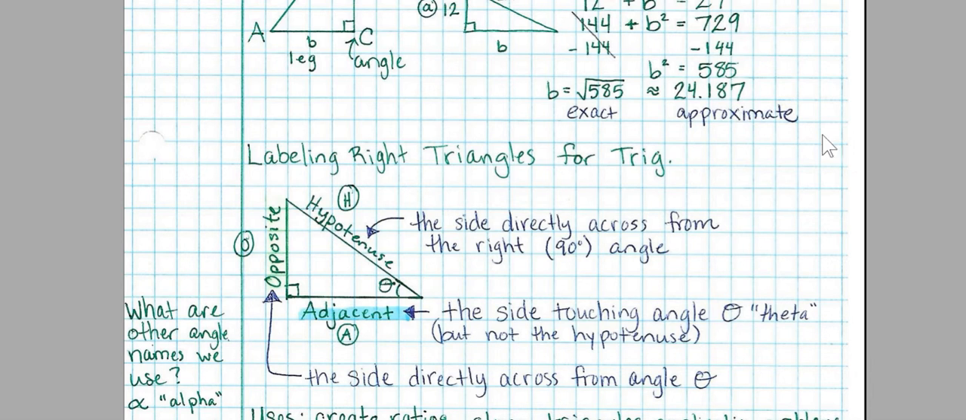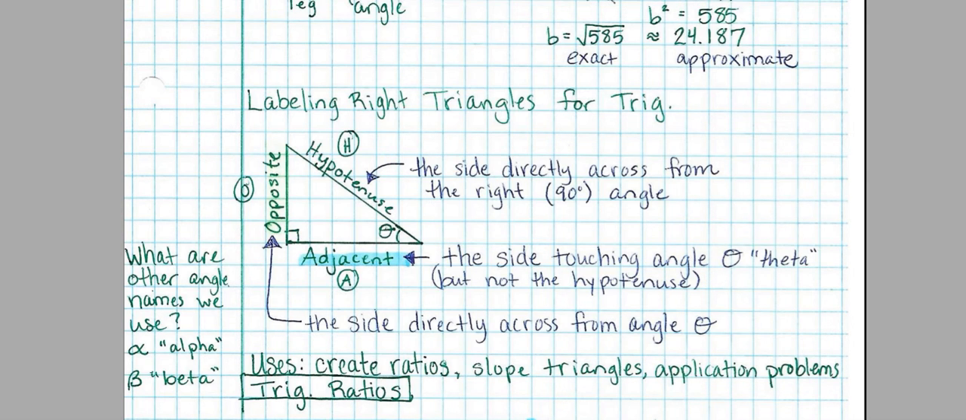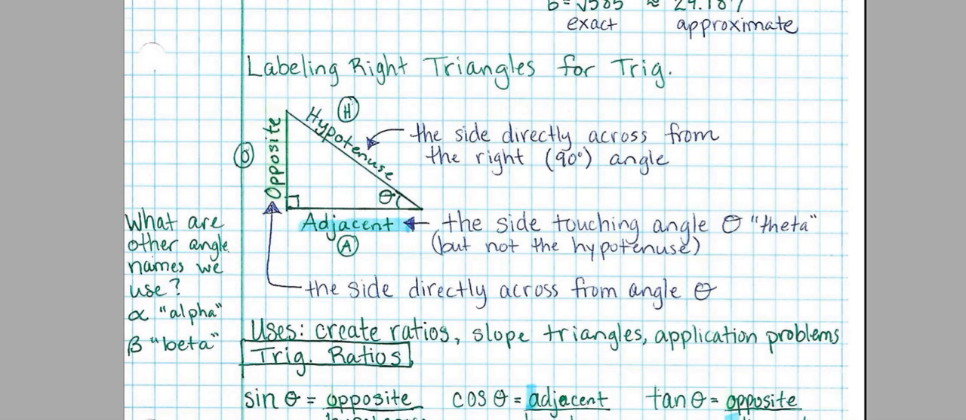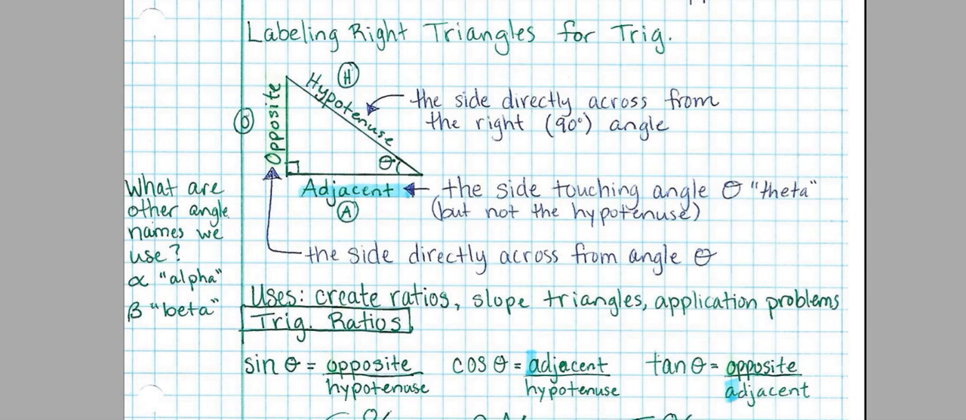Okay, so that was a little bit of review of how to use the Pythagorean theorem, which is something that you guys have had a lot of practice with over the years, and your right triangles. So now we're going to take that previous knowledge and build on it. We can label right triangles a little bit differently for trigonometry purposes.